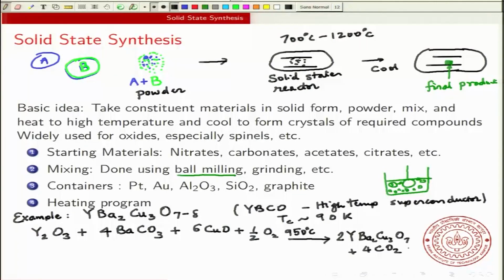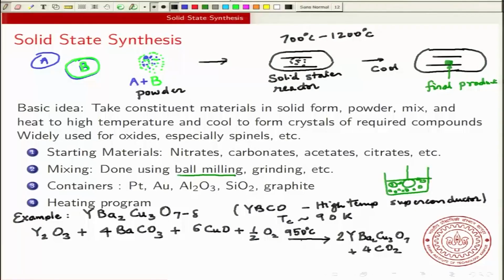Now the problem with this reaction is that barium carbonate is very stable on heating. So you have to carry out this reaction at very high temperature, and this can actually cause contamination. At this very high temperature, the copper oxide can react with the sides of the container. Also, this carbon dioxide might not fully escape, and if it does not escape, then it leads to the backward reaction taking place.